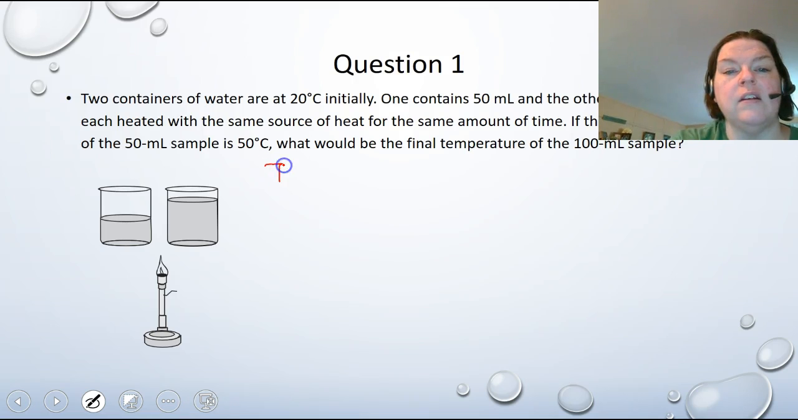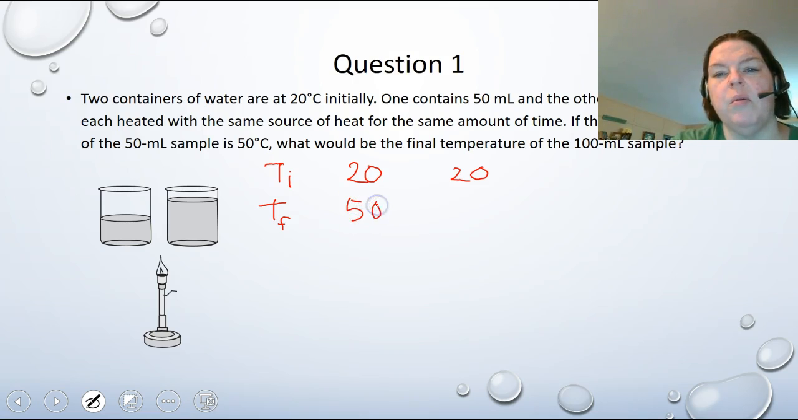We know that the initial temperature for both beakers is 20. So both beakers are 20. We know the final temperature for the first beaker is 50, but we don't know this one. So I'm going to put an X there because I don't know it.